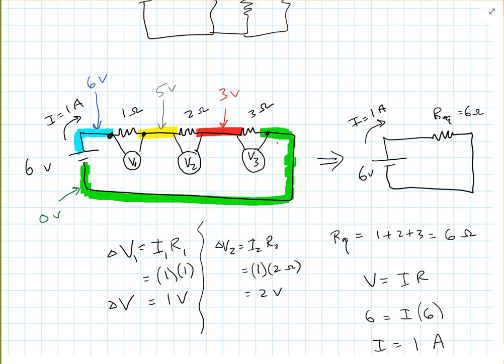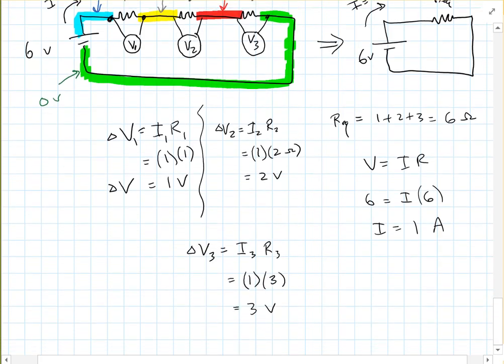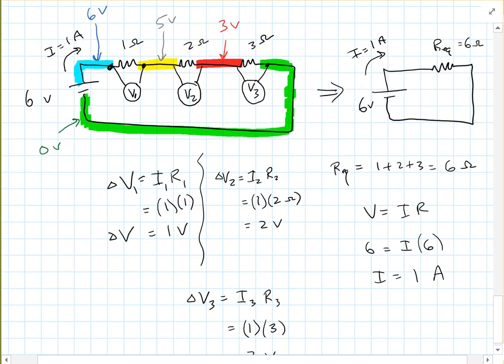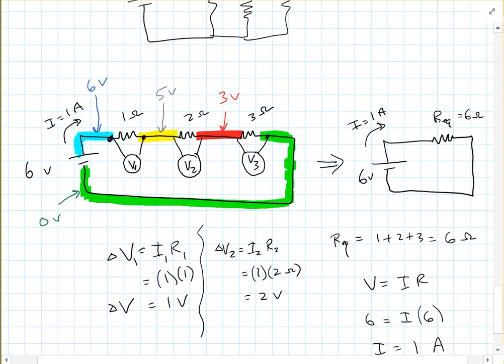All right, in each case, we're doing the current through the resistor times the resistance of that resistor. And because they're in series, the current is the same for every one of them, 1 amp. So here I had 1 times 1, gave me 1. Here I had 1 times 2, gave me 2. And for R3, I had 1 times 3, gave me 3 volts. Current's the same through all of these. The only thing that's changing is the R value. Okay.